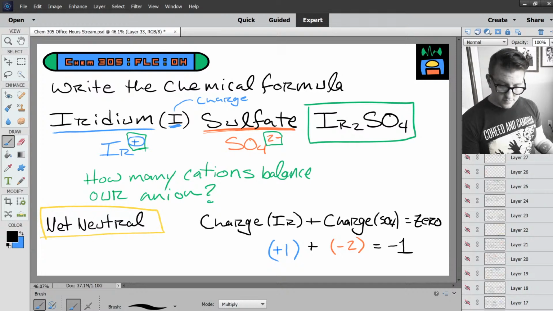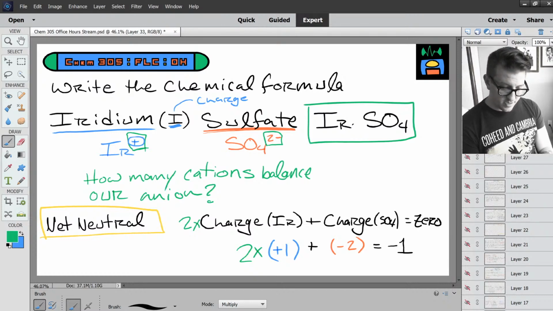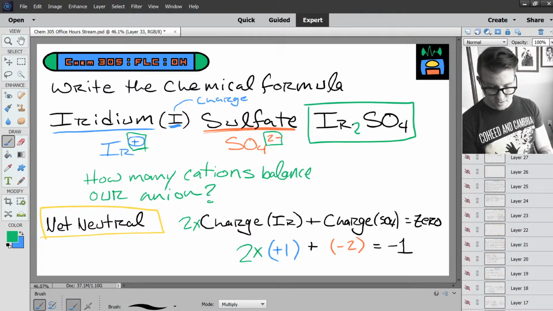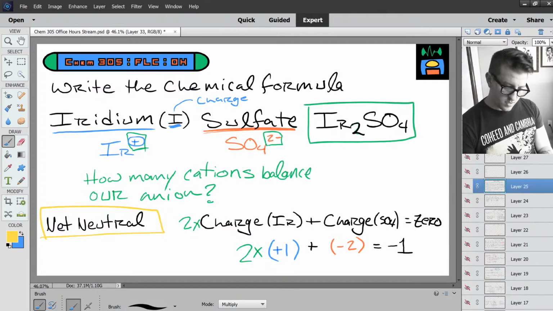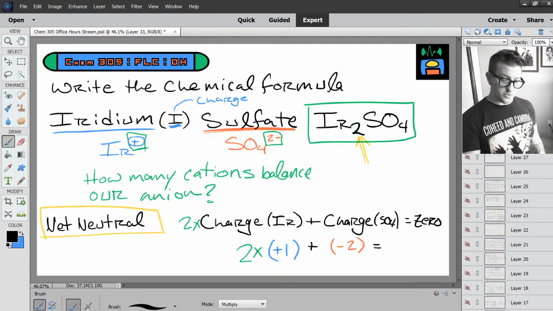That's why we need 2 iridiums, so we can multiply that charge by 2. That's why we have 2 iridium cations in our molecule. It's to make sure that we're net neutral overall, so that we do indeed add to 0. Does that make sense?